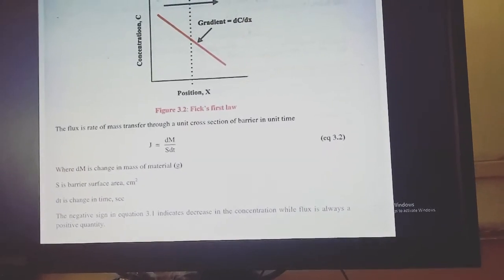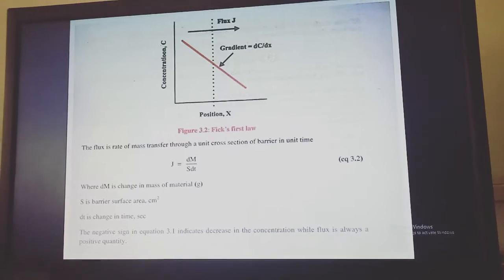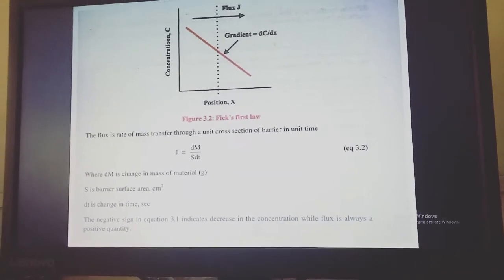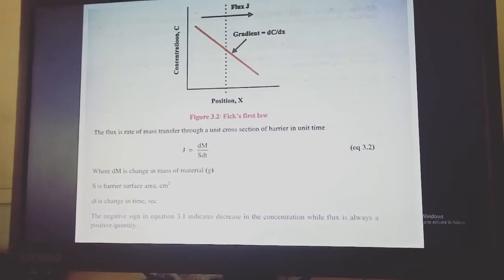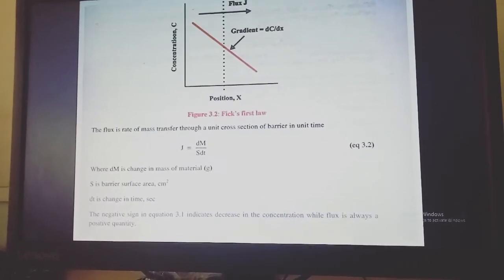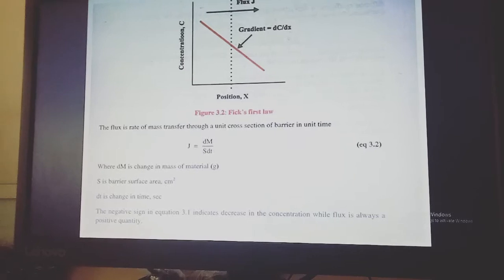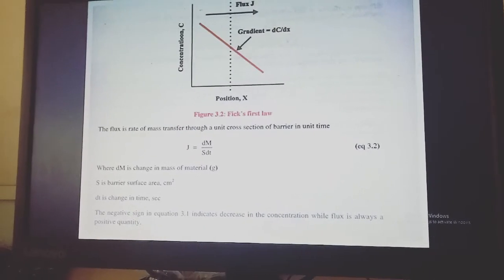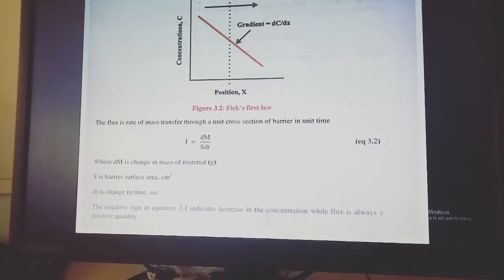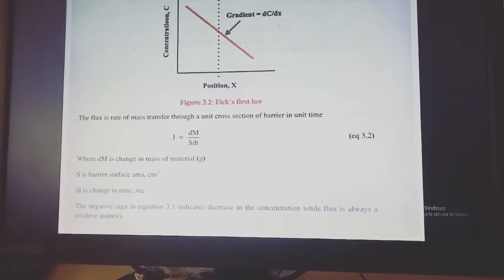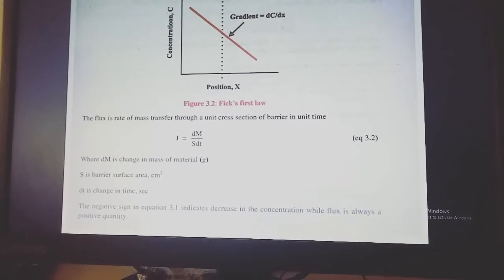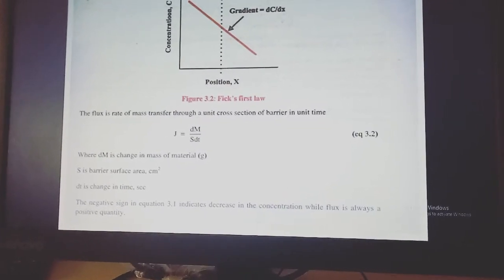Now this is the graph which shows Fick's first law. The flux is the rate of mass transfer through a unit cross section of barrier in unit time. J means diffusion flux, which can be given by the equation J = dM/(S dt), where dM is the change in mass of material, S is the barrier surface area, and dt is the change in time.